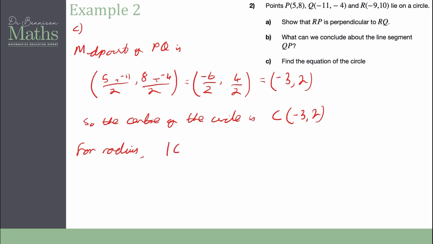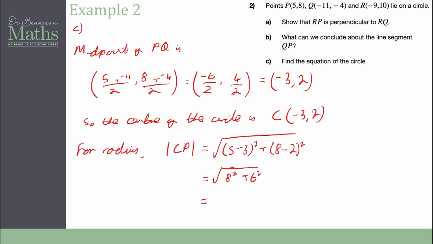So -3, 2. And then to get the radius, I'm going to find the distance from C to P, or the distance from C to P is a change in x, so 5 minus -3 squared plus 8 minus change in y. So go 8 squared plus 6 squared, which is root 100, which is 10.